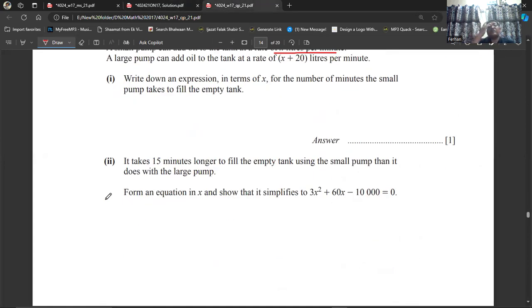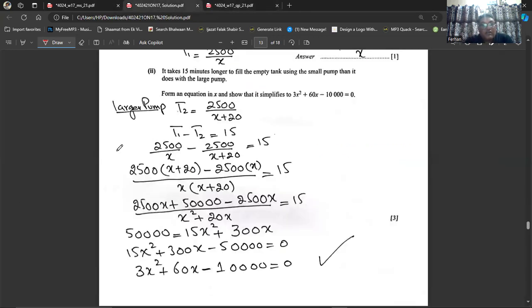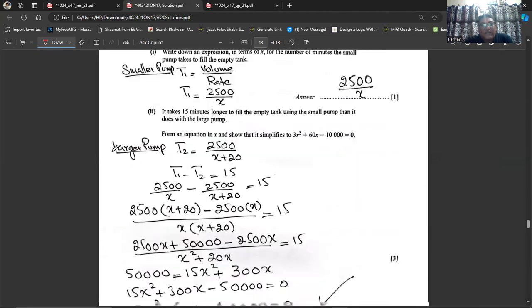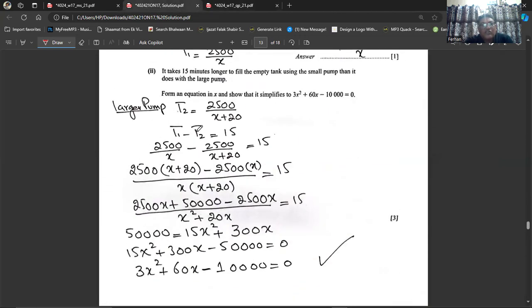It takes 15 minutes longer to fill the empty tank using the small pump than it does with the large pump. Form an equation in x and show that it simplifies to this. So T2 will be 2500 divided by x plus 20. The difference between them is 15 minutes, T1 minus T2. So it will be 2500 divided by x minus 2500 divided by x plus 20, and that will be equal to 15.